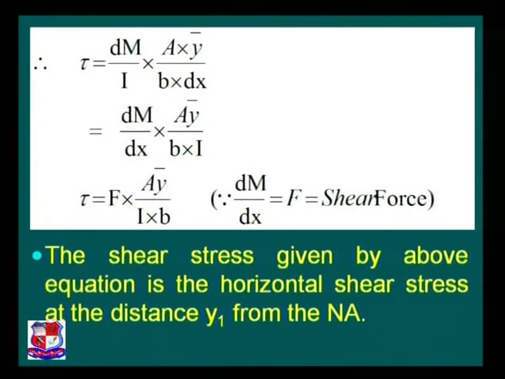We have derived an equation for shear stress: tau is equal to F A y bar by I B. F is the shear force acting at a particular section. A y bar is the moment of area of a particular area above a particular layer, in which A is the area above the layer and y bar is the distance of the CG of that area to the neutral axis. I is the moment of inertia of the section, and B is the base width available at that particular layer.